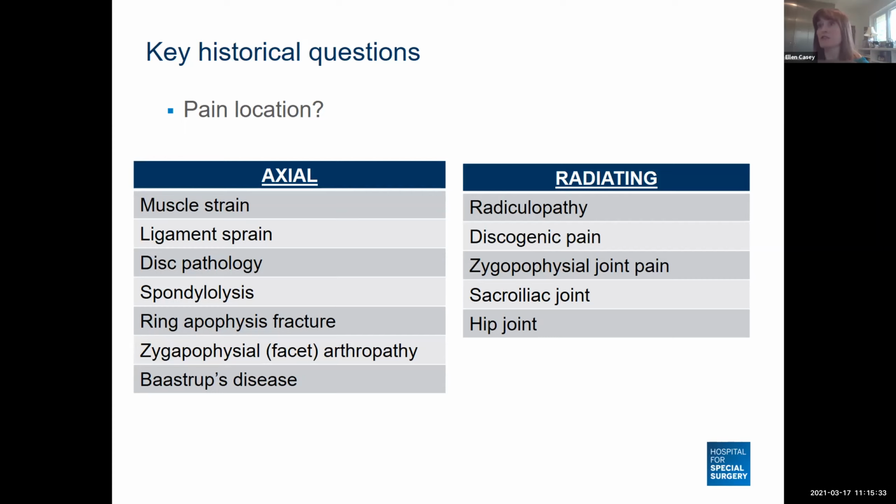Facet or zygapophyseal joint pain also has what are called sclerotomal referral patterns, that have been well established, and that can go into the buttocks and the upper thigh. The sacroiliac joint, while not technically part of the spine, is certainly that connector between the lower limb and the spine, and that certainly can be in the buttock region, but also radiate, and as well the hip joint can.